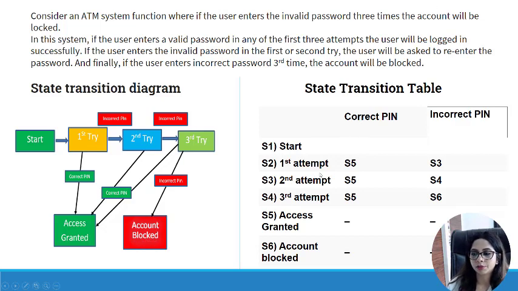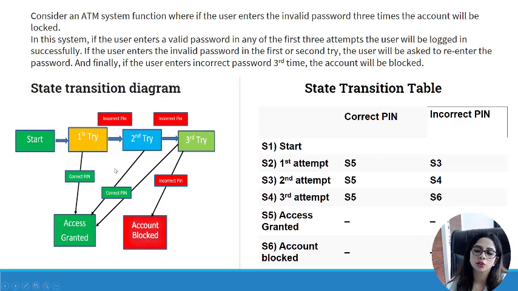In the first attempt, if you give the correct pin, you will reach the state S5, which is access granted. If you give an incorrect pin, you go to the second try, which is S3. Here in S3, if you give the correct pin, you reach S5. If you give the wrong pin, you reach S4. In S4, if you give the correct pin, you'll reach S5. If you give the wrong pin, you'll reach S6. And there is no correct pin after access granted or account blocked, so these are all blanks.